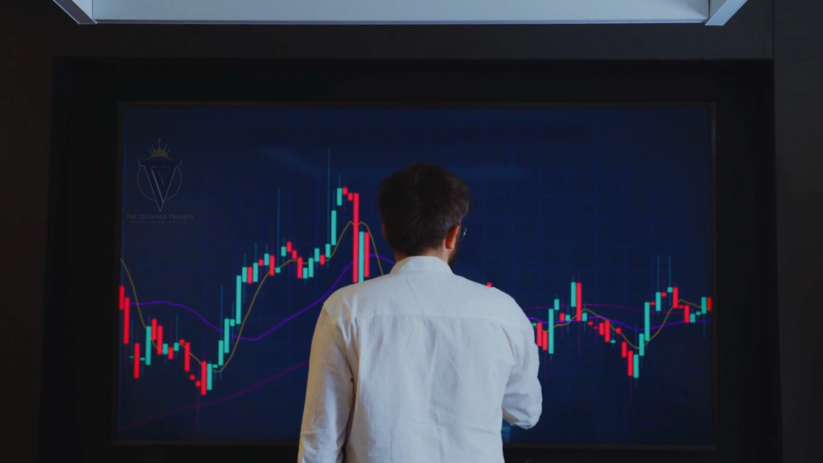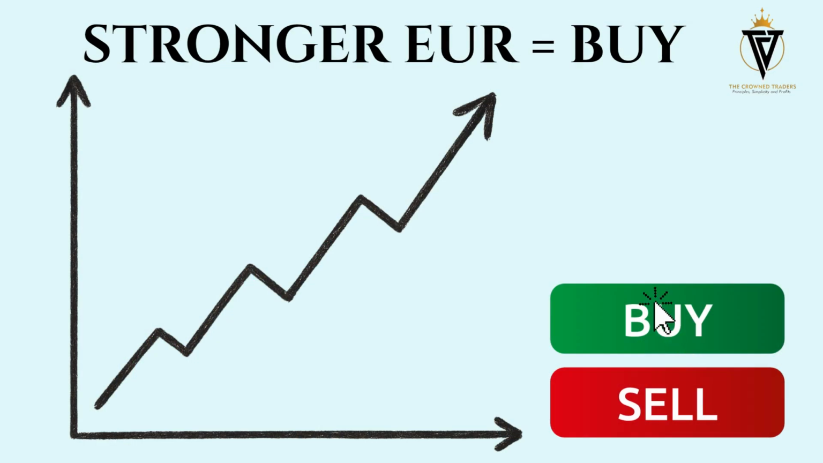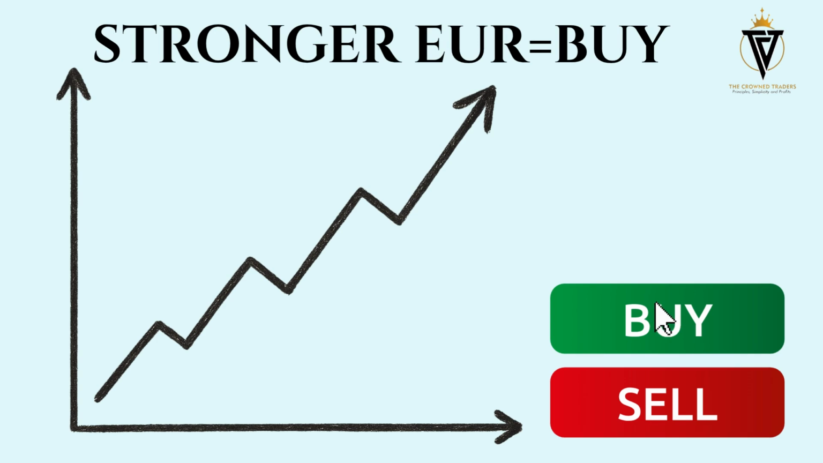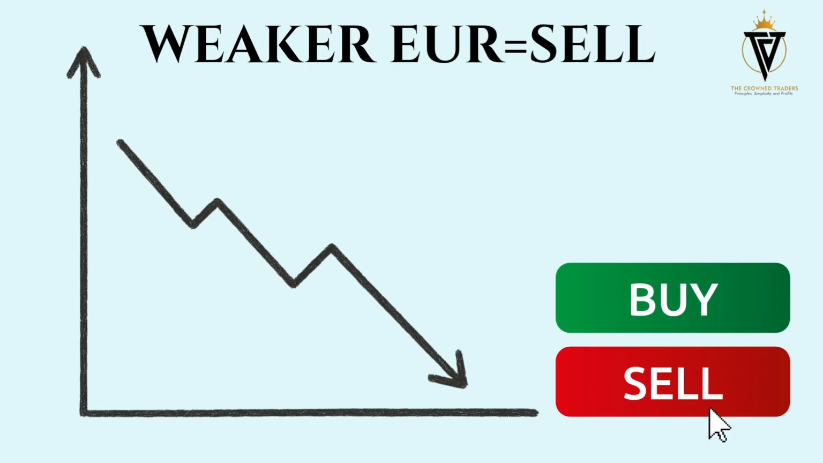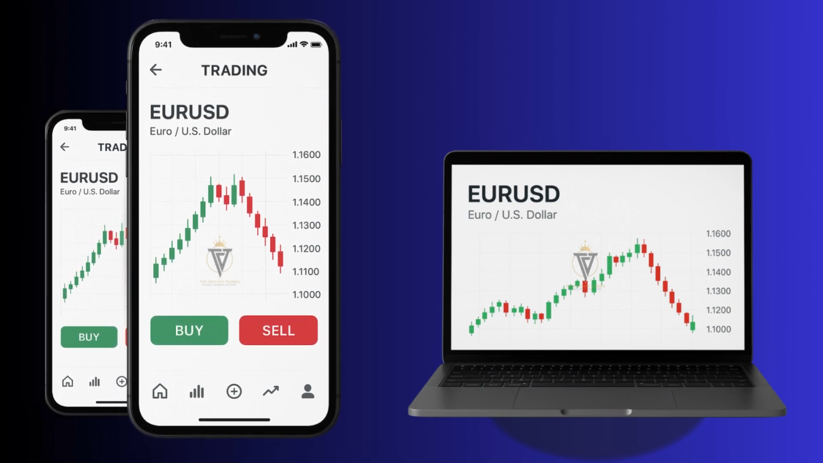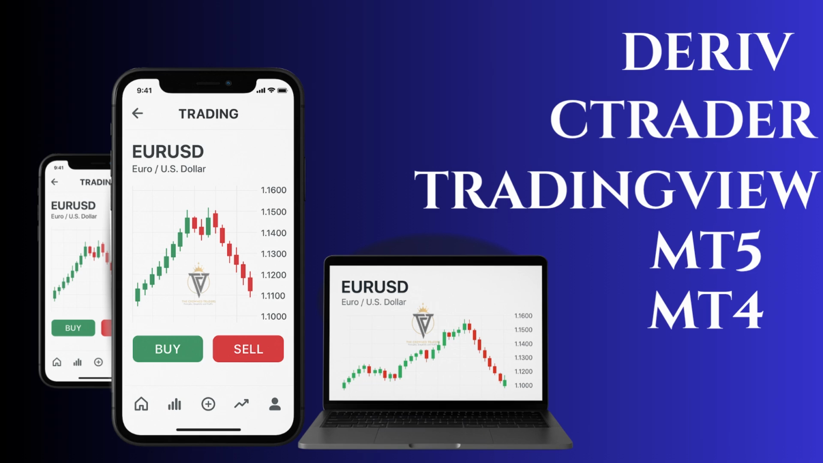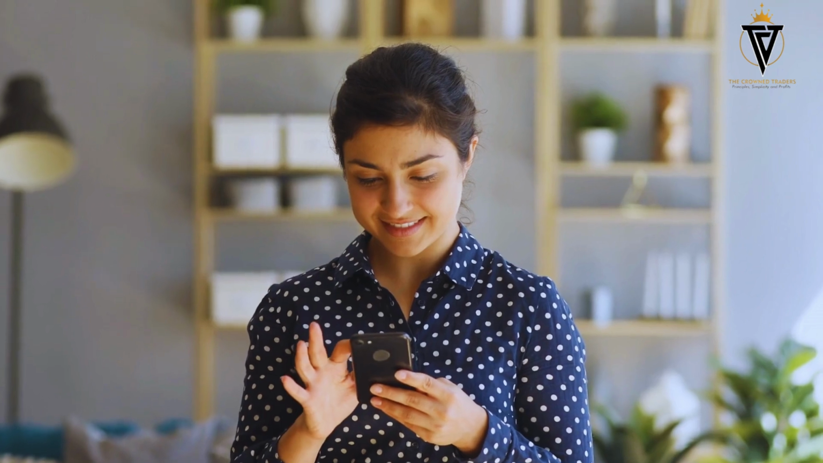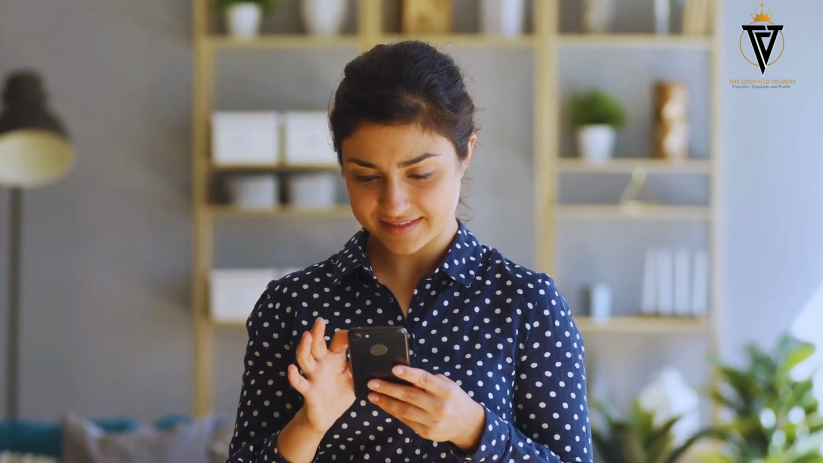So when traders believe one currency will get stronger, they buy. That means if they believe that the Euro will get stronger, they buy. If they believe that the US dollar will get weaker, they sell. And the best part is you can do all this on your phone or laptop using various trading platforms like Derive, MT5, MT4, cTrader, TradingView, and all are in web and app versions. So no need to visit any exchange office.